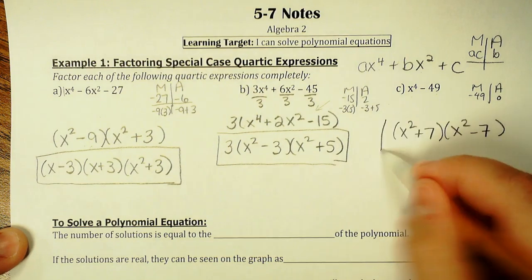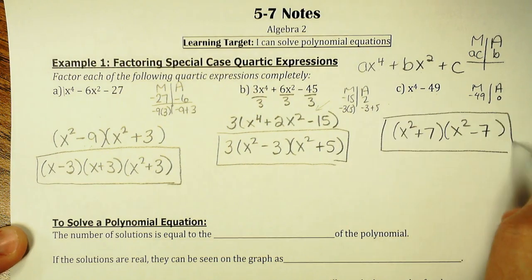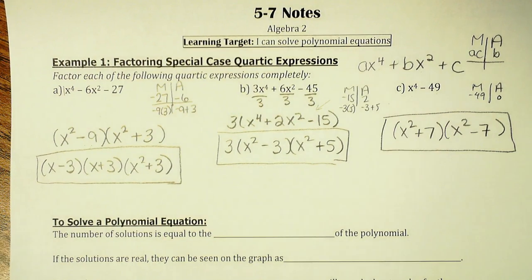And of course, if you want to check, you could FOIL these back out, multiply them back out to make sure you get the original problem. Those are the factored forms of each of those, and we're going to be using that today to solve some equations. These are just expressions, so this is just strictly factoring. We'll use this to solve some problems in an example down the way.